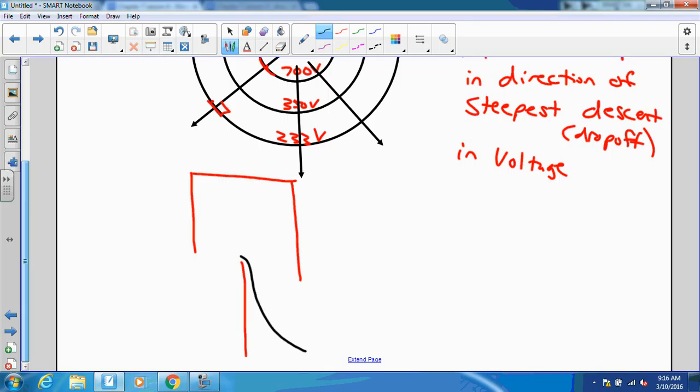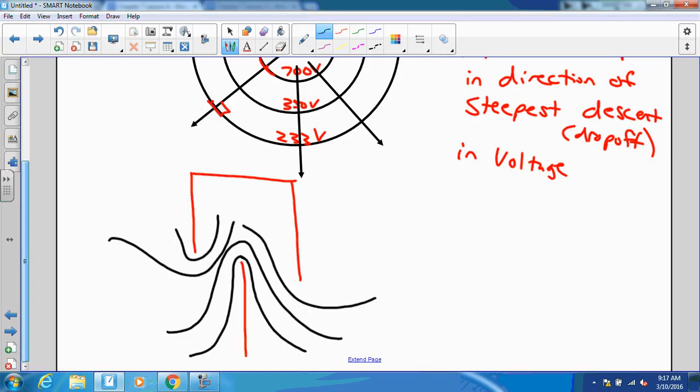Here was our 3-volt equipotential line, and here was our 6-volt equipotential line, and our 9-volt kind of did this, and our 12-volt was more like so. What does that look like? Hint: voltage is like elevation. Oh, topographical map. Yes, this looks like a topographical map.